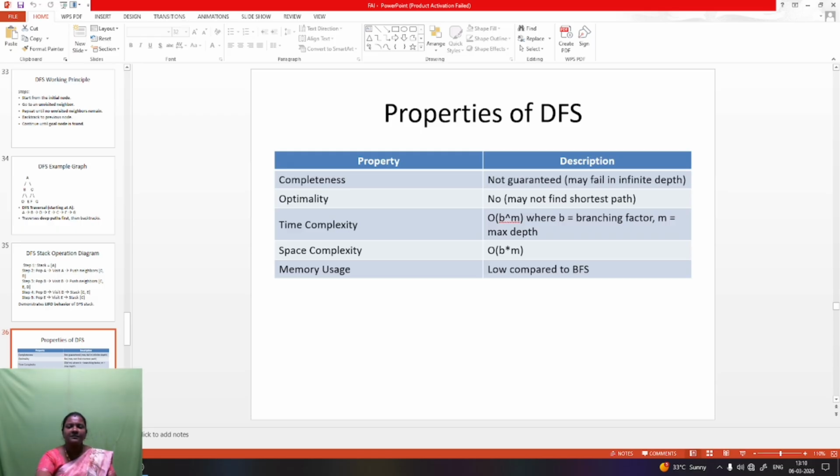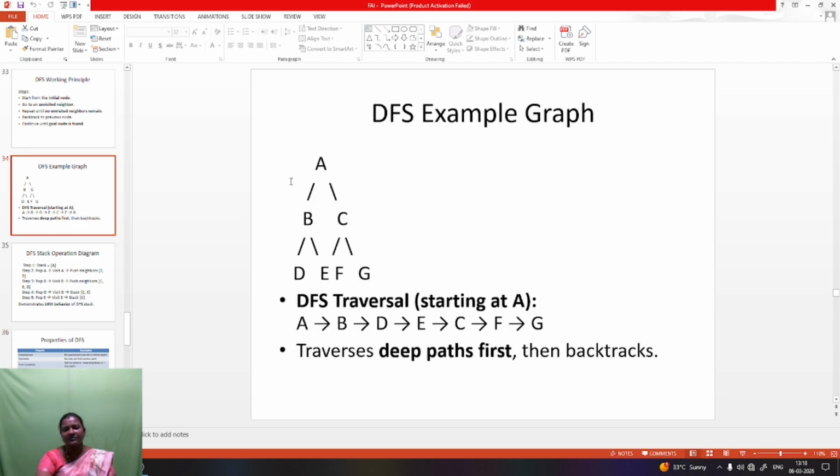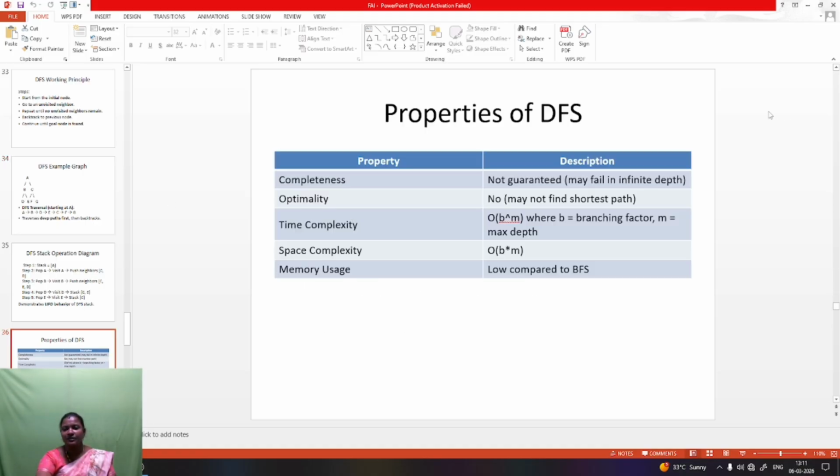Optimality. This algorithm is non-optimal because it may not find the shortest path. It visits only the deepest way, so sometimes it provides the longest path. Next, time complexity. Capital O of b power m is the time complexity, where b is the branching factor. Branching factor means the number of children a parent node has. Here the branching factor is 2, because the parent node A has only two children.